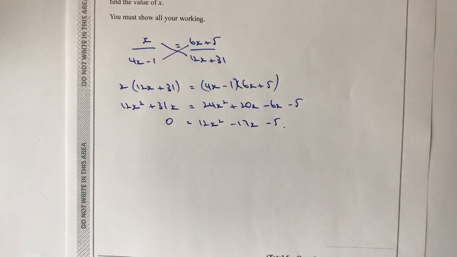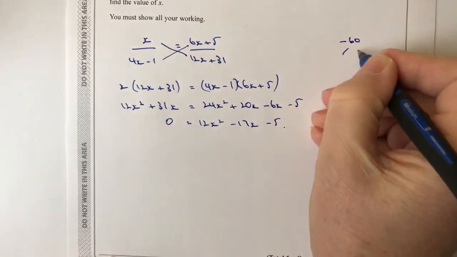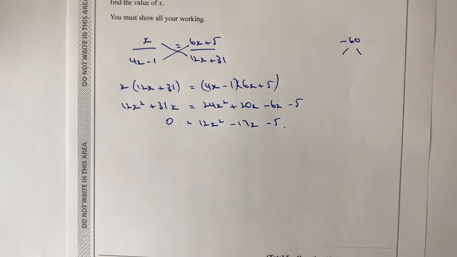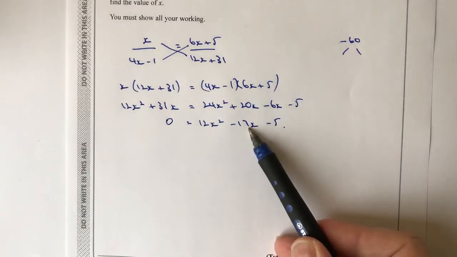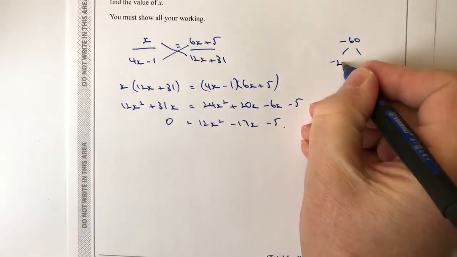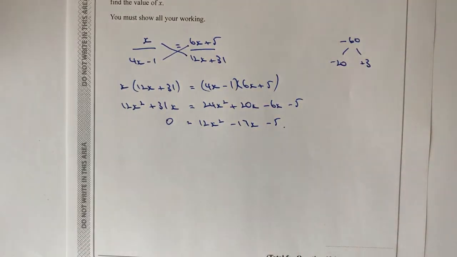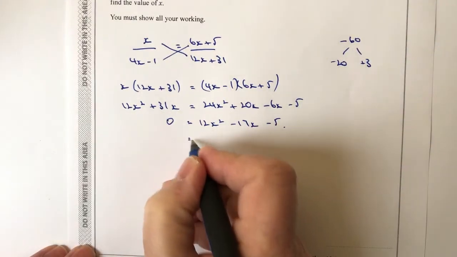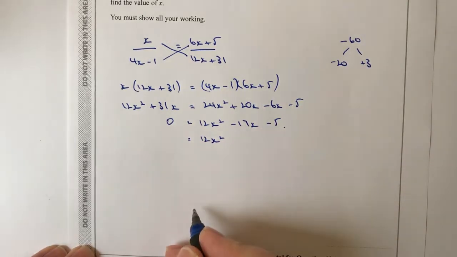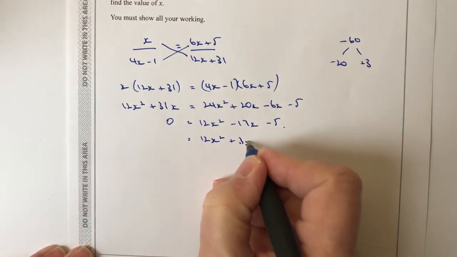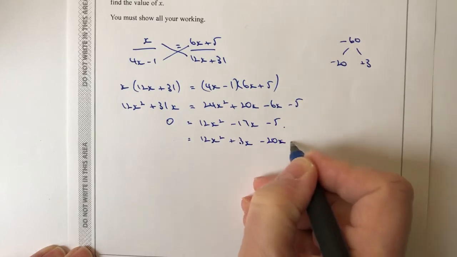Now, we need to factorize this. The way I would factorize this is I know that 12 times minus 5 is minus 60. I also know that the two factors that multiply together to make minus 60 and add together to make minus 17 are minus 20 and plus 3. So I can rewrite this equation in the form 12x squared, and rather than writing minus 17x, I'm going to write plus 3x minus 20x minus 5.